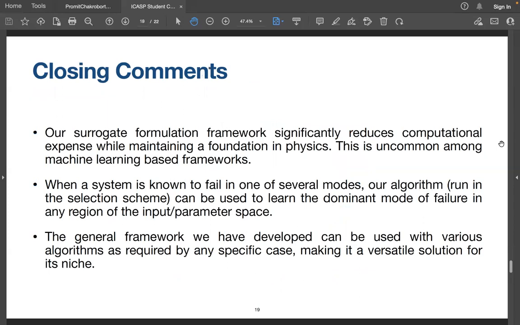Finally, some closing comments. Our surrogate formulation significantly reduces computational expense by reducing the total number of high fidelity model calls required. But it still maintains the foundation in physics, which is not very common amongst machine learning frameworks. Secondly, when a system is known to fail in one of several modes, our algorithm, when run in a selection scheme, can be used to learn the dominant mode of failure in any region of the input or parameter space. Due to a lack of time, I could not discuss this in this presentation, but there are more details in the paper that I submitted to the conference. And finally, we have a general framework here that can be used with various algorithms as required by any specific case, making this a versatile solution.